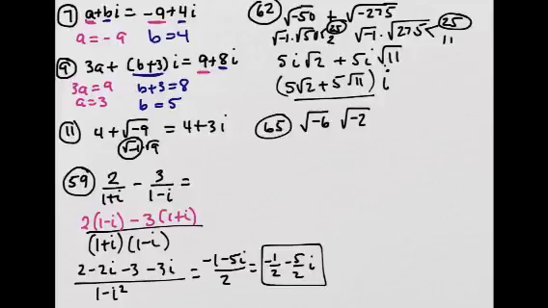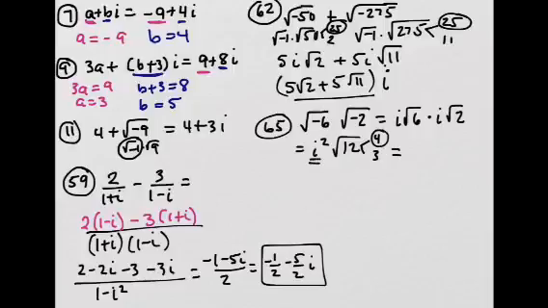So 65, remember, first we change the number to standard form before we multiply. So this becomes i square root of 6 times i square root of 2. Now we can multiply, so we get i squared square root of 12, and 12 is 4 times 3. So the 4 comes out as a 2, and the i squared is -1. So -2 square root of 3 would be the final answer.